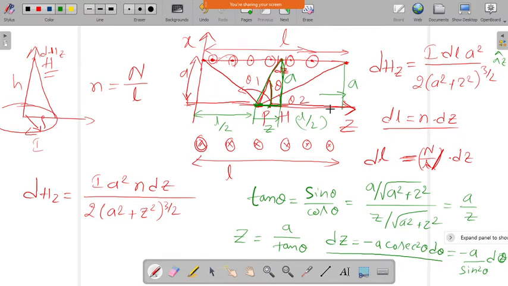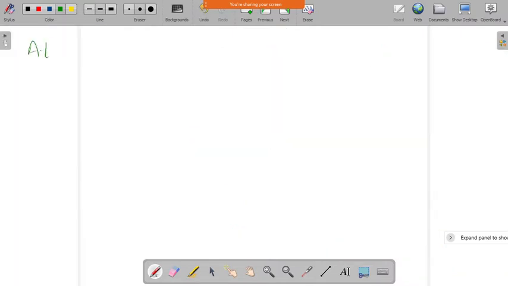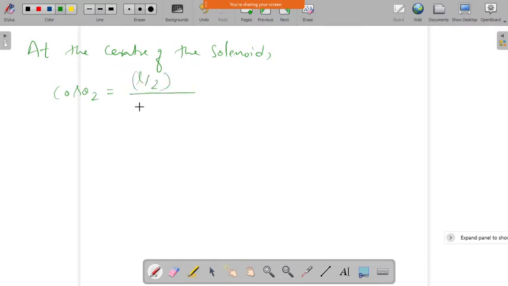What is cos theta 2? Now cos theta 2 is nothing but L by 2 divided by the square root of a square plus L by 2 whole square. So that is what we are going to get for cos theta 2, exactly at the center of the solenoid. So we can write it as L by 2 divided by a square plus L by 2 whole square, to the power half.